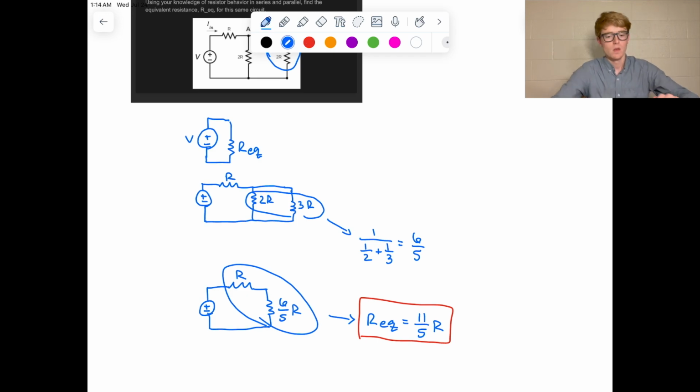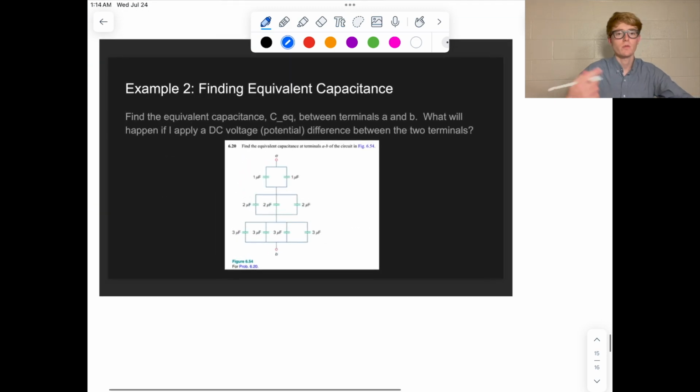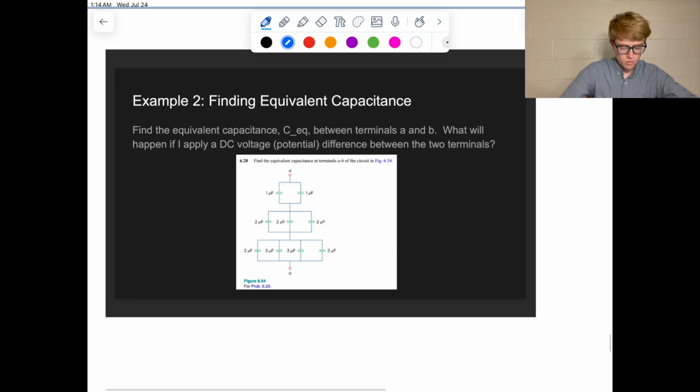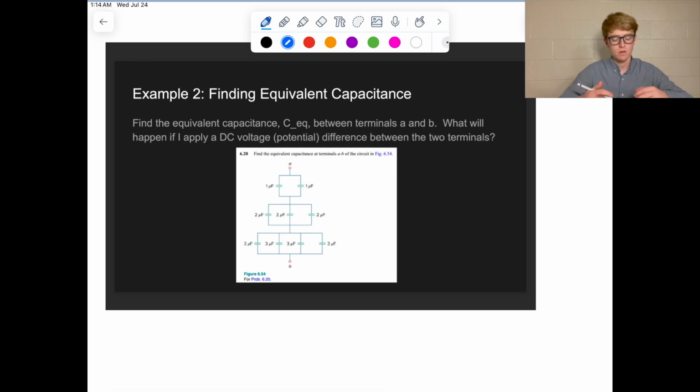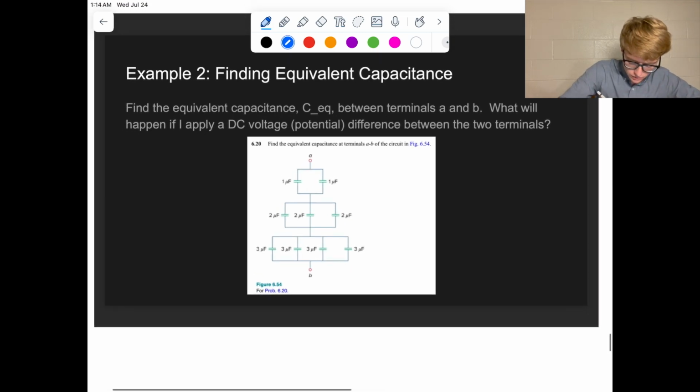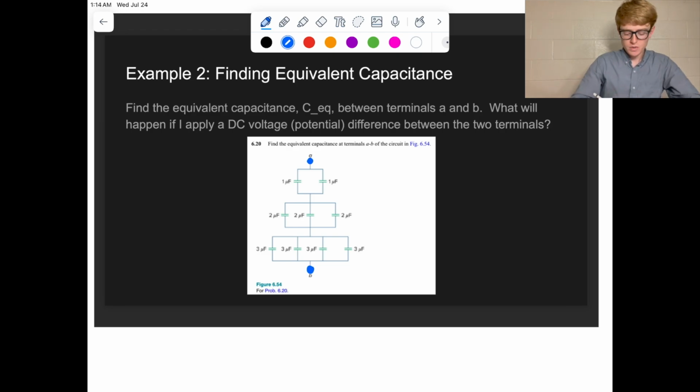Okay, so let's move on to the next one, which will deal with capacitors. So there's one for resistors, one for capacitors, and one for inductors. So here's our capacitor one. So we're trying to do the same thing here. We just want to find the equivalent capacitance between terminals A and B. So these ones have specific terminals here, A and B. Okay, so this problem is actually pretty quick.